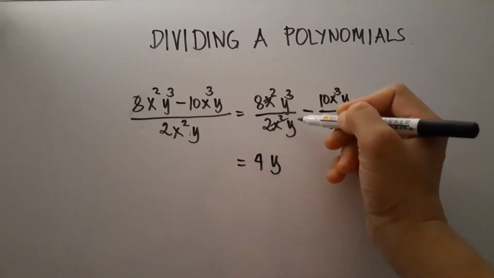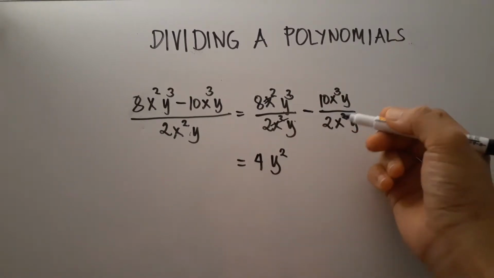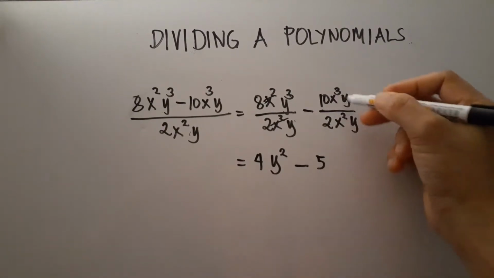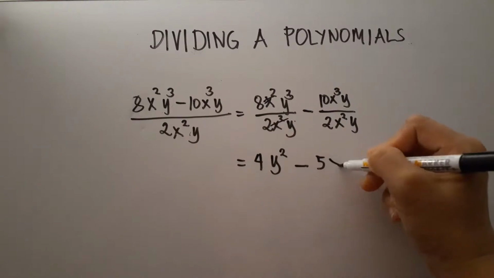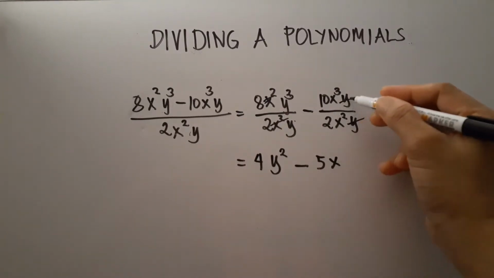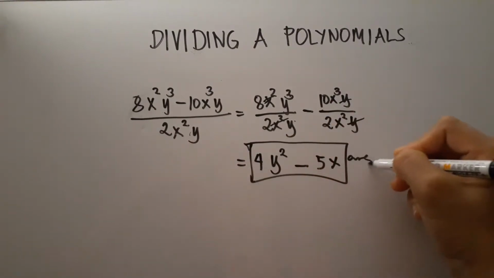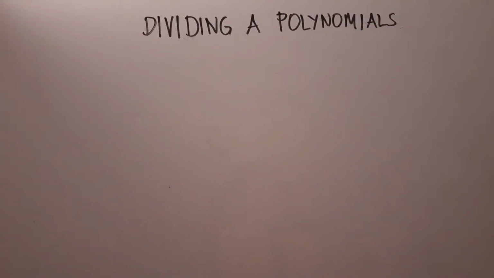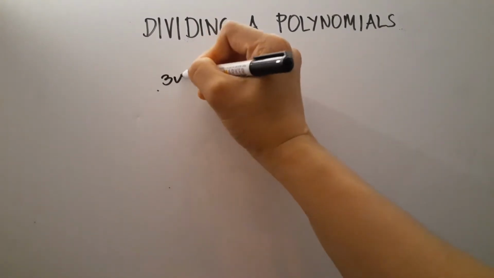Cancel out, x squared over x squared becomes 1. Then y cubed divided by y becomes y squared, 3 minus 1 becomes 2. And then negative 10 divided by 2 becomes negative 5. x cubed divided by x squared, remember the rule of exponents, we subtract, 3 minus 2 becomes 1. So the answer is 4y squared minus 5x.